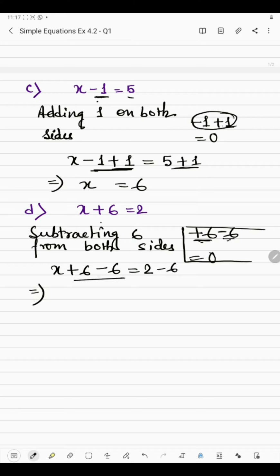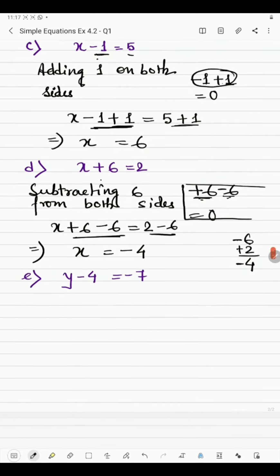Now 6 minus 6 will become 0, so here it will be x, because we will have to find the variable here, and x equals 2 minus 6. Now plus minus minus, so 6 minus 2 is 4, and the sign of the 6 is greater, so it will be minus 4. So the value of the variable x here will be minus 4.